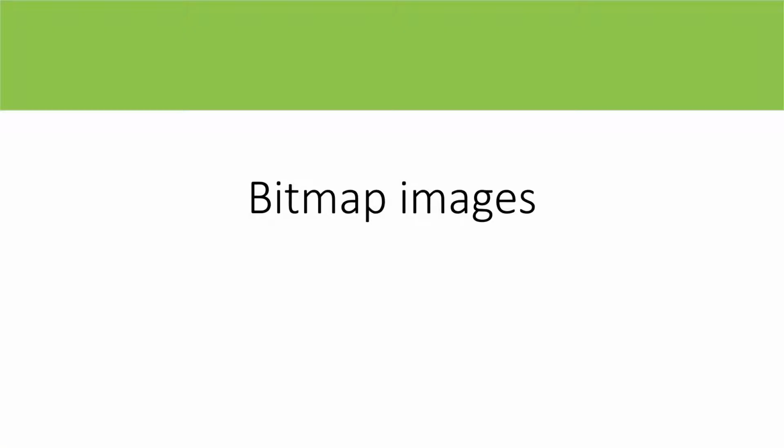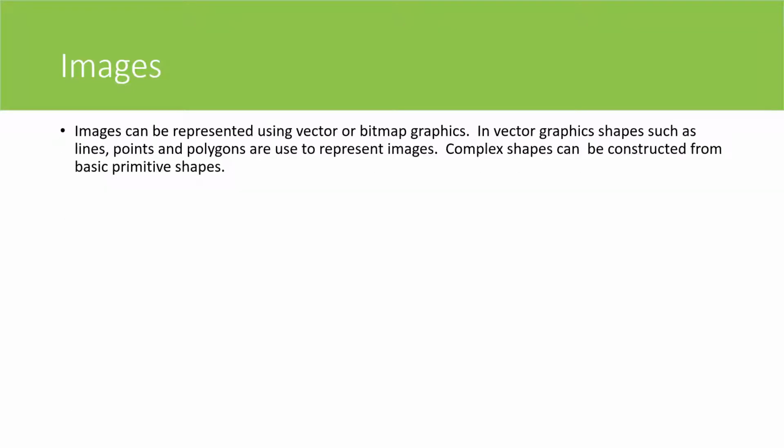In this presentation, we explore bitmap images. Images can be represented using vector or bitmap graphics. In vector graphics, shapes such as lines, points, and polygons are used to represent images. Complex shapes can be constructed from these basic primitive shapes.